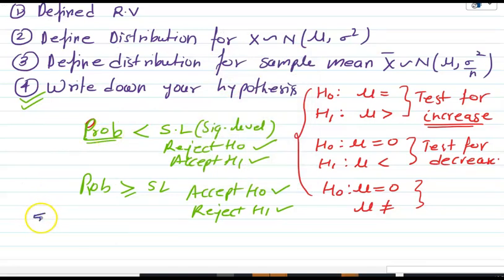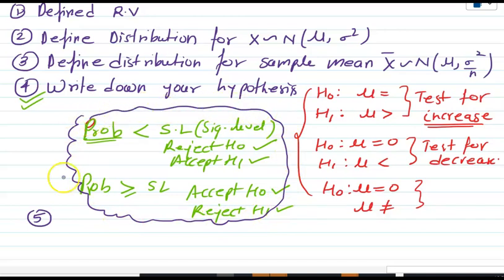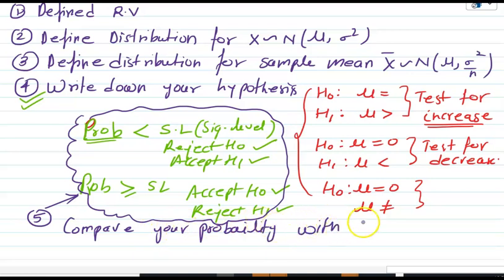So it is the fifth point: calculate your probability and compare it with the significance level. Compare the probability you found with the significance level. And the last step, to write down this step, you'll get 1 mark.